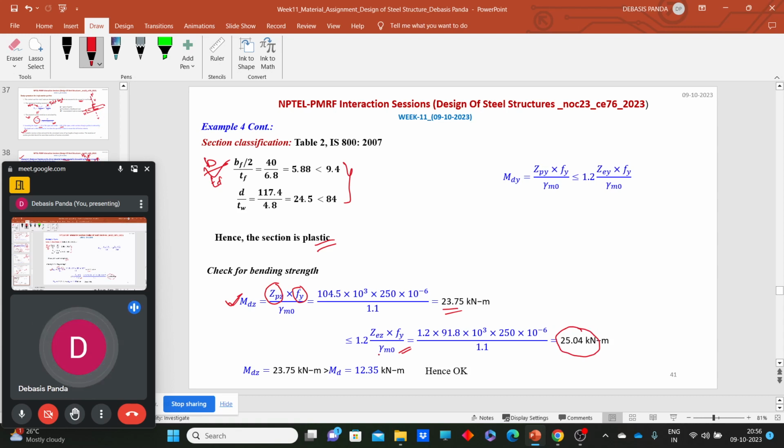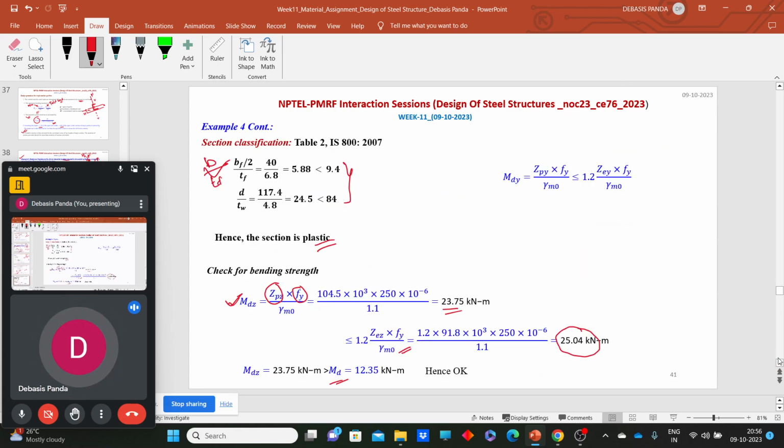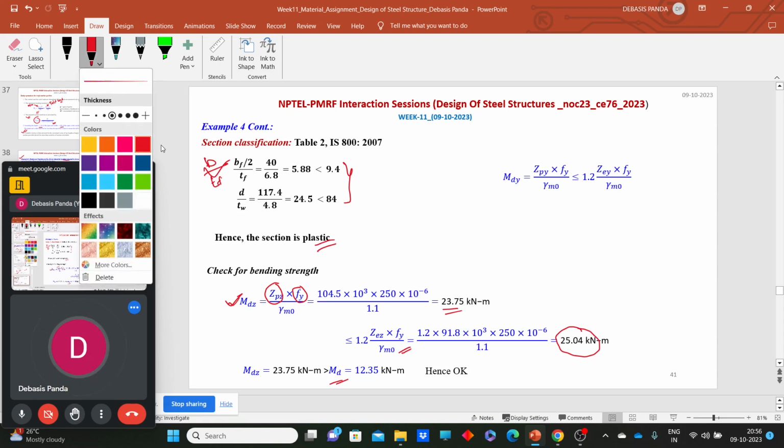And what was the induced moment value about the z axis? That was 12.35 kilonewton meter. So obviously the value of design capacity is more than the induced moment, so the section is okay. Subsequently, you need to check with respect to the y axis.